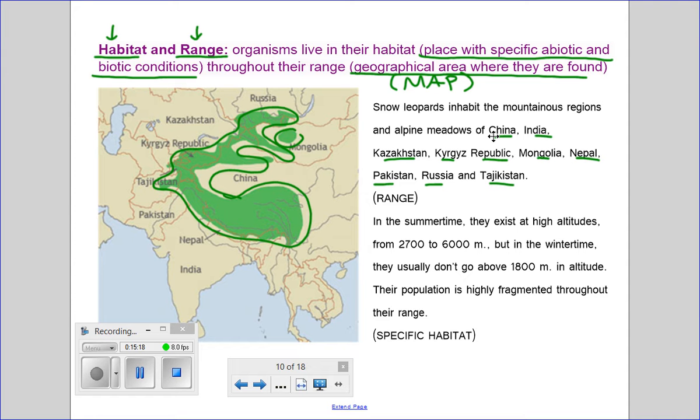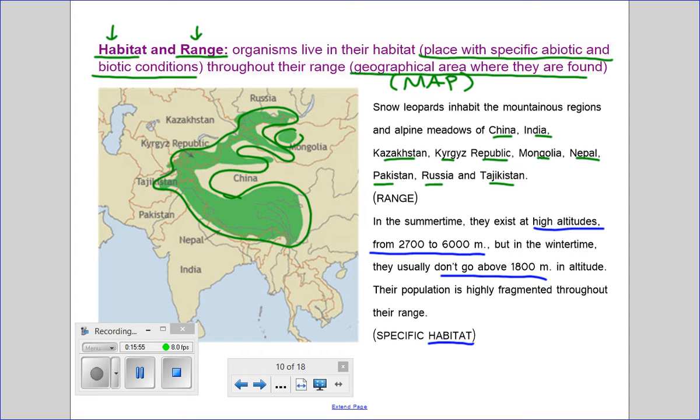The second part is talking about their habitat. Because in the second part, I explain an abiotic condition, altitude. In the summertime, they exist at high altitudes. But in the wintertime, they don't. So the difference is, in the first one, I said where on a map I would find them. But in the second one, I didn't say anything about a map. I just said something about a characteristic of their environment. That's the difference between habitat and range.